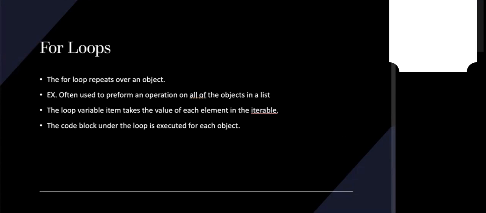So the for loop essentially repeats over an object. For example, it could repeat over a list. If you want to perform an operation on every single object in a list, you can use a for loop for that. The loop takes each item in the list as an iterable, so when it starts, it will iterate and do the function to every single object in the list until every object has had that done to it. And any code underneath the loop is executed for each object.